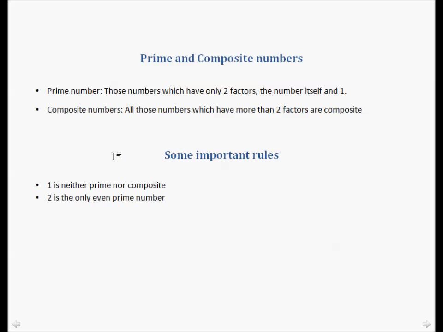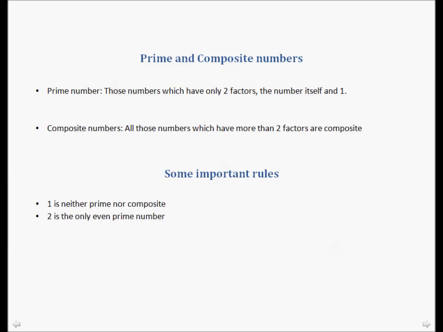What we are going to devote time on is something which is very important, which is prime and composite numbers. The concept is very simple. Prime numbers are those which have only two factors, the number itself and 1. Let's see what are factors of a number. Let's say we have a number called 24. Any number which divides this 24 would be a factor of this.